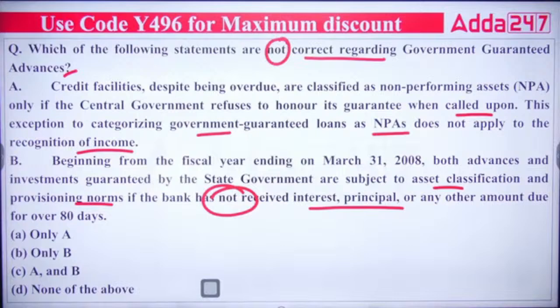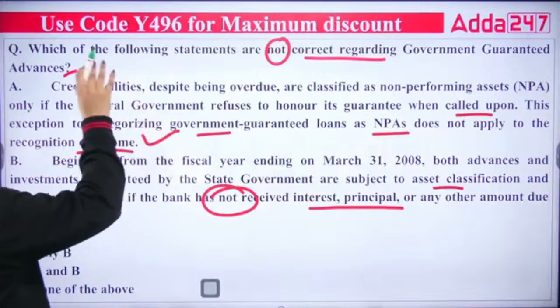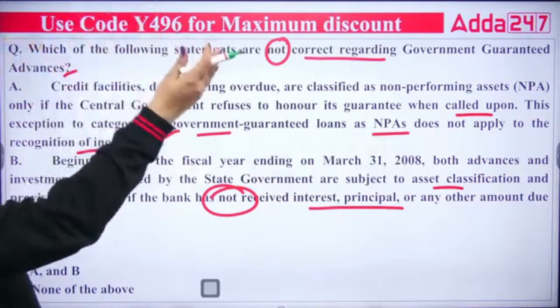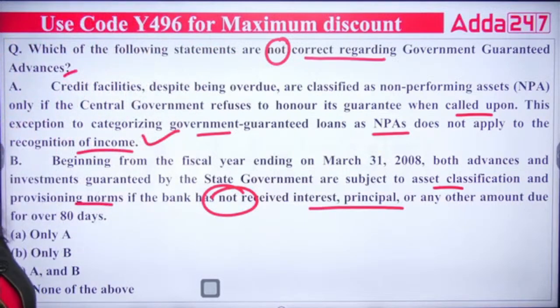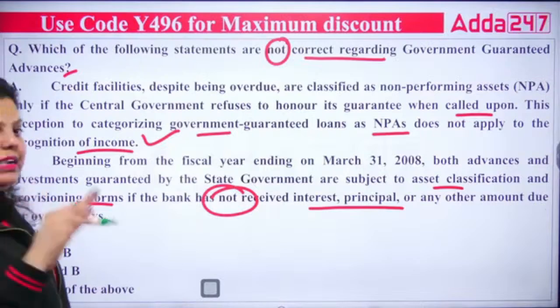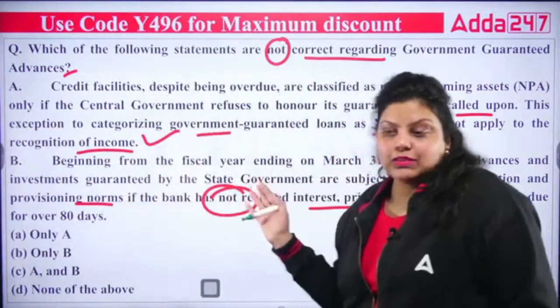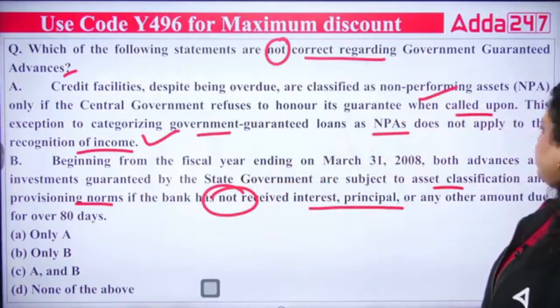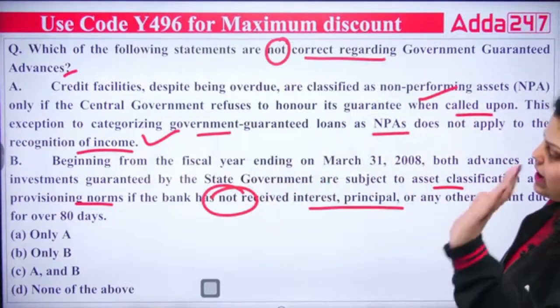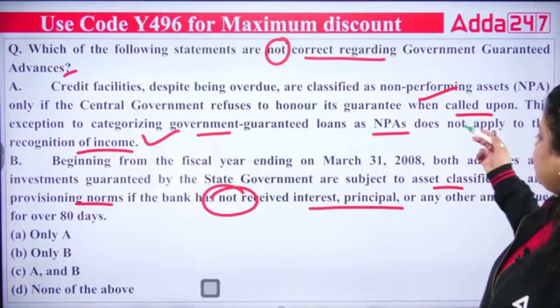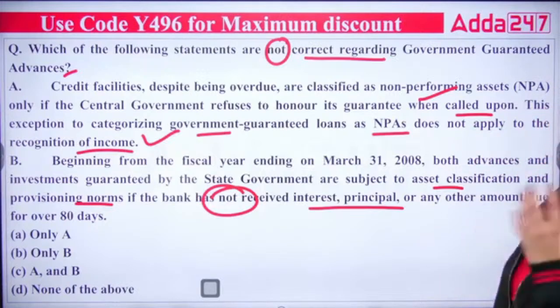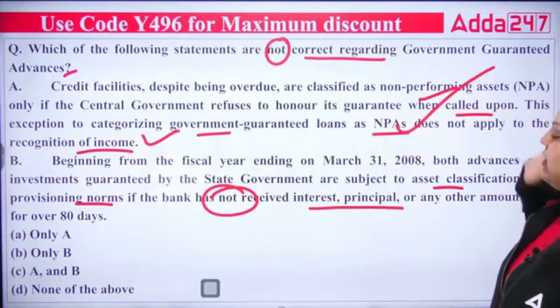Okay, so first is true. It is correct because it's saying the credit facility, despite being overdue, is classified as NPA only when the central government refuses to honor its guarantee when called upon. So if government is not paying you the guarantee, then in that situation you have to classify it as an NPA, right? And this exception to categorizing government guaranteed loan as NPA does not apply to the recognition of income. So this one is correct.